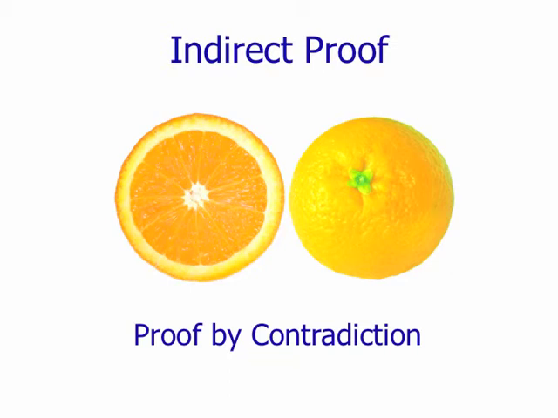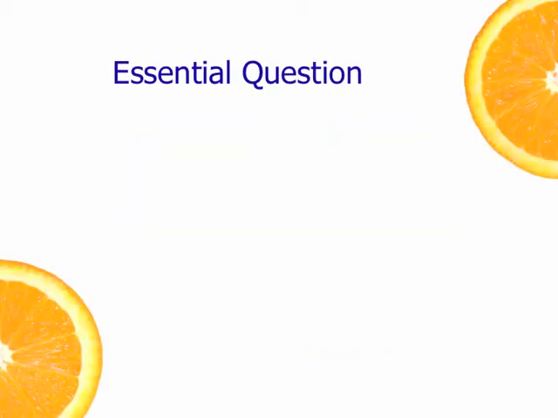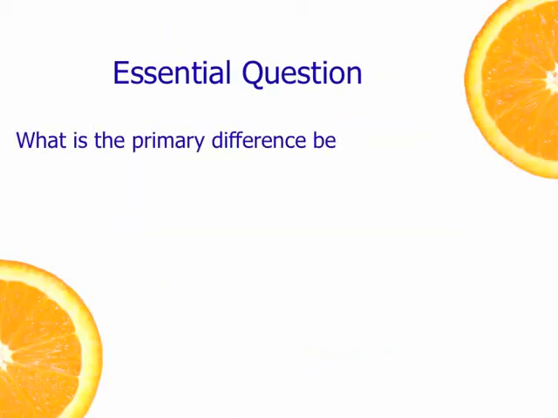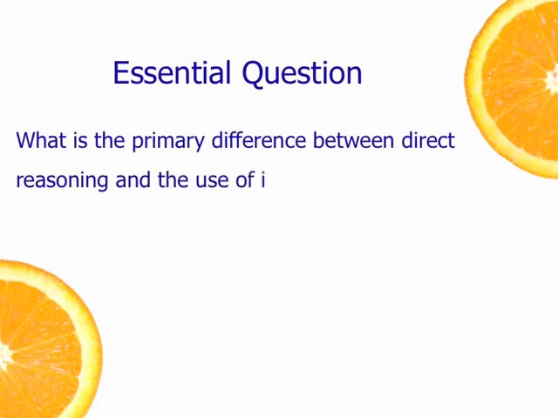In this video, we'll consider indirect proofs, also known as proof by contradiction. Here's your essential question. What is the primary difference between direct reasoning and the use of indirect proofs?